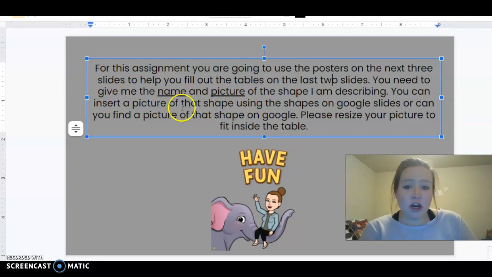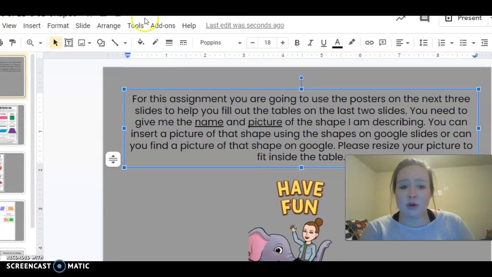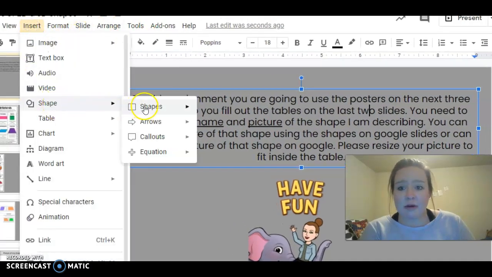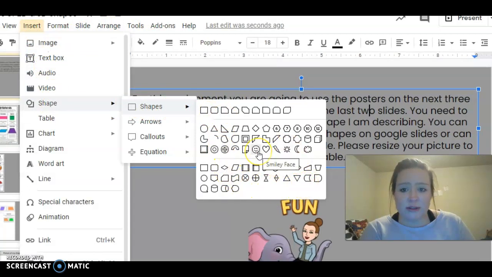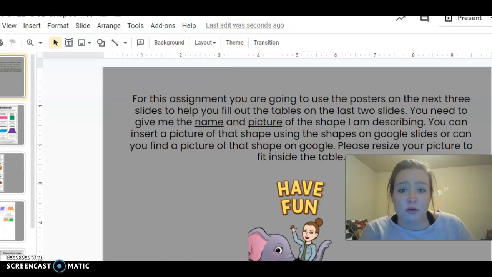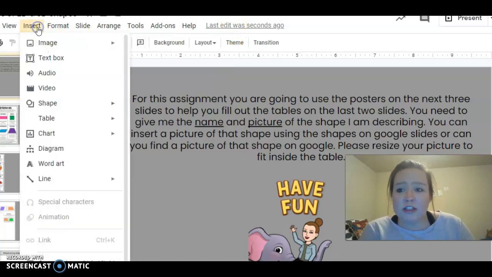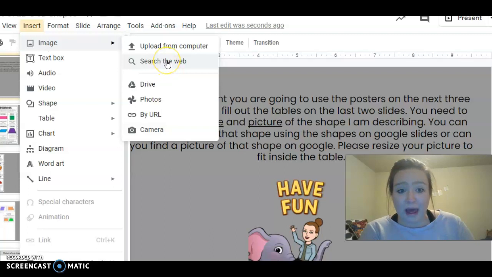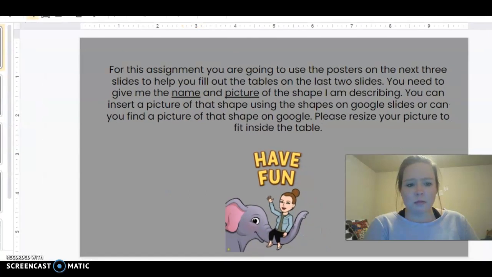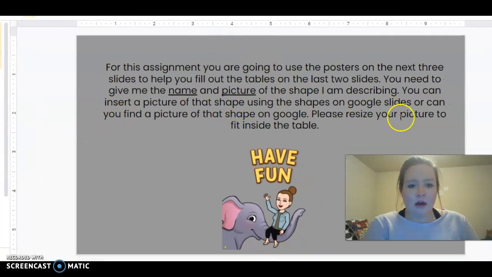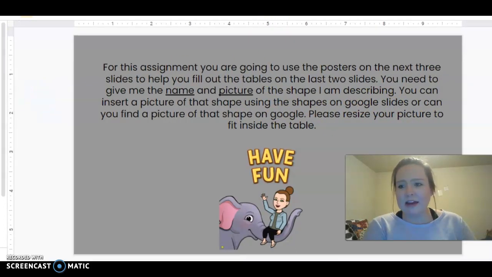You can insert a picture of that shape using the shapes on Google Slides. And to do that, you can just do insert, shape. There are lots of different shapes you can use. Here are some 3D shapes, and then here are just your regular 2D shapes. Okay, so you can use those, or you can do insert, image, and then search from the web and search a picture of that shape from there. So you can do that. Please resize your picture to fit inside the table. So I'll show you what I mean by that in a second, okay?